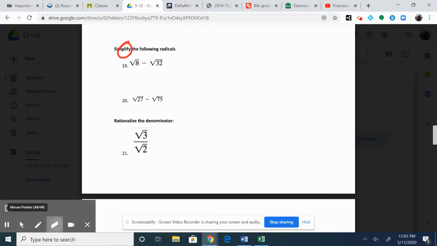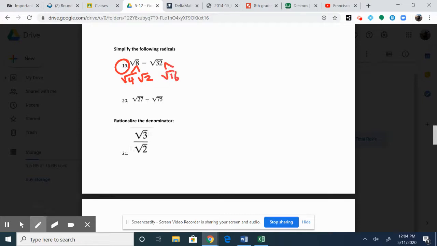All right, so moving on to number 19. What we want to do is subtract this, and to do that, we need to make sure that the square roots match. So we want to simplify these, and so 8 we'll be able to split into a square root of 4 and a square root of 2. And 32 can be split into a square root of 16 and a square root of 2.